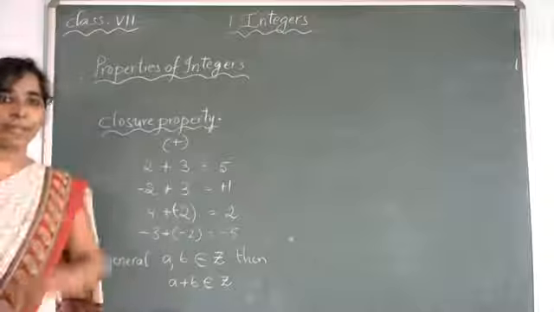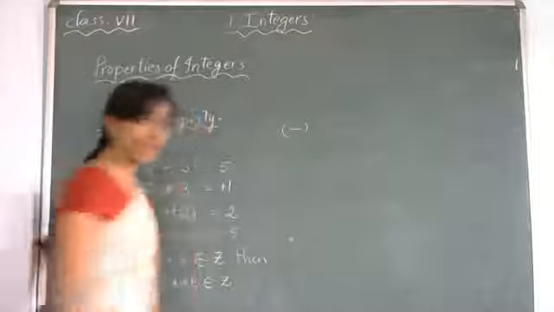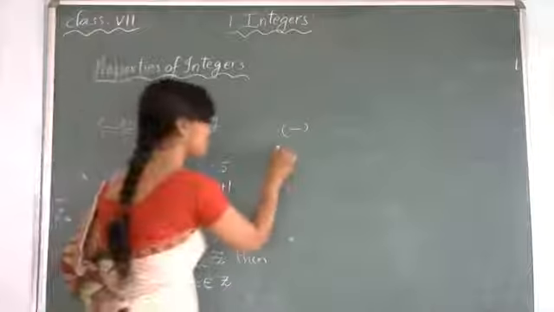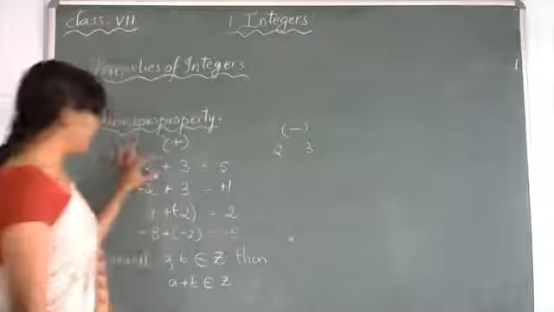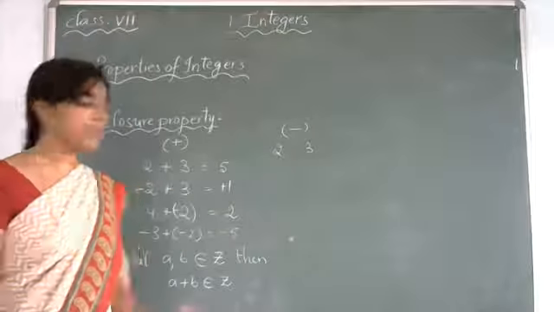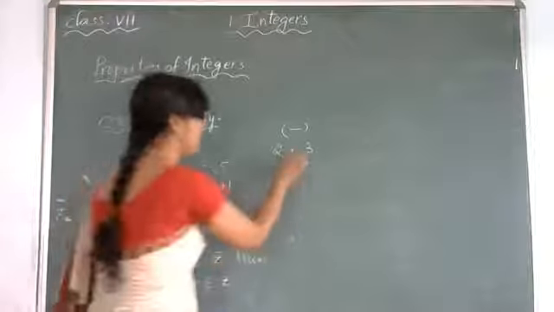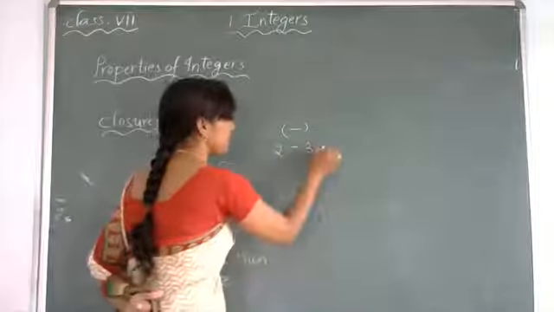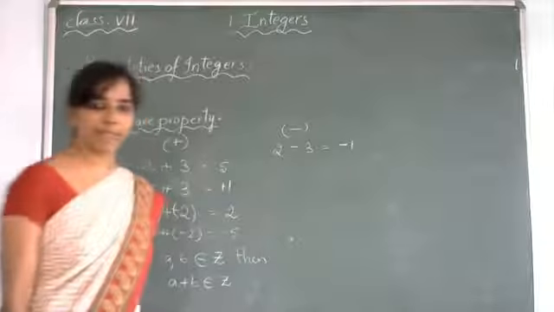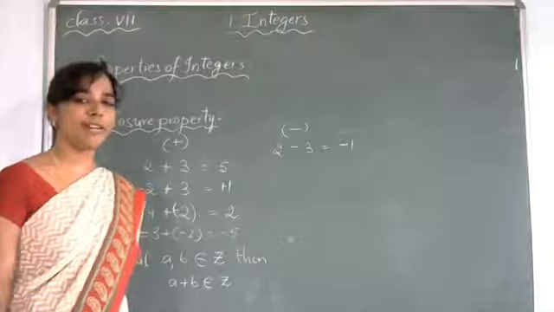Then what about subtraction? Closure property under subtraction. Let us take the same two integers, 2 and 3. What operation do we have to do now? Subtraction. So 2 minus 3. What is the result we got? Minus 1. Is minus 1 an integer or not? Yes, it is also an integer.